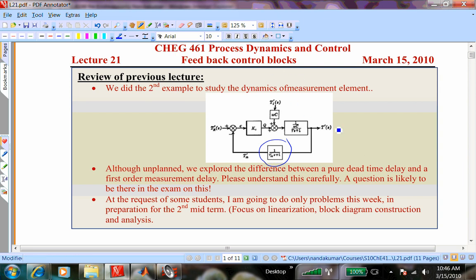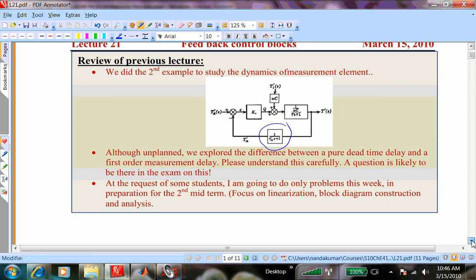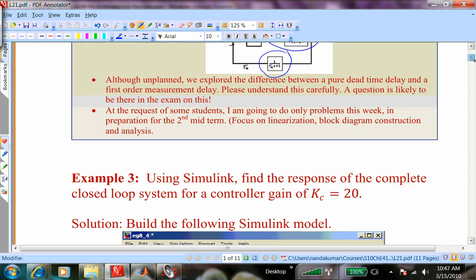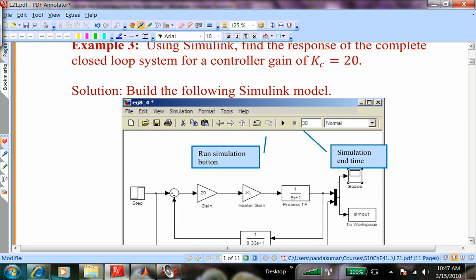So what I want to do today is put all of these elements together. Two lectures ago, we looked at this part of the process, the relationship between the inlet temperature perturbation and the tank temperature response. In the last class, we studied in detail the dynamic response of the measuring instrument alone, which introduces a small delay. Now I want to put all of them together, and I want to do this in two ways. The problem itself says, do it by Simulink. So we will do it by Simulink, and then we will also try to do it by hand, at least develop the effective transfer function so that you can then fill in the rest of the part of inverting it, doing partial fractions and things like that.